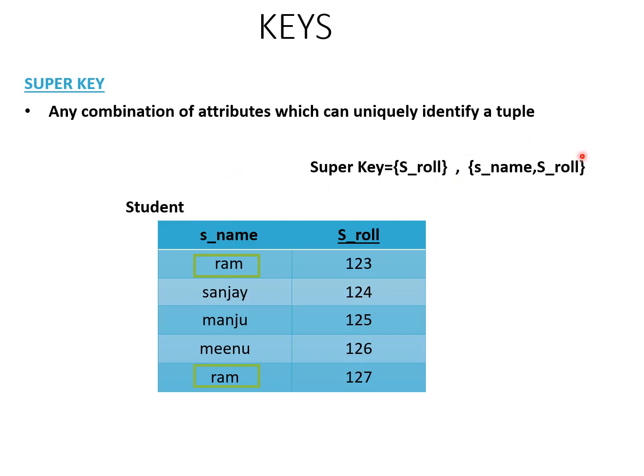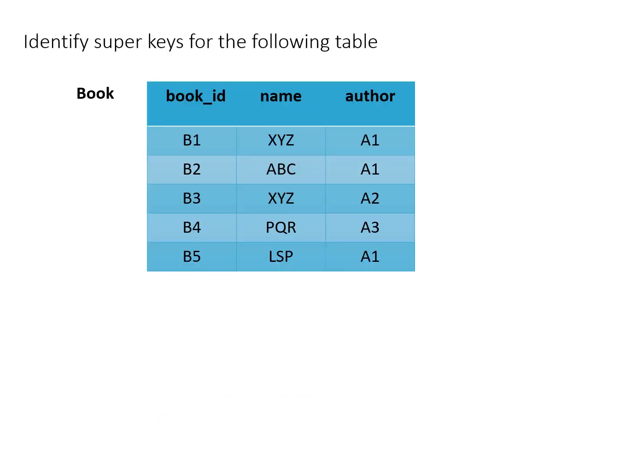So this combination can also act as a super key. That means this combination can uniquely identify each and every row in this particular table. Now, can you identify the super keys in this particular table?